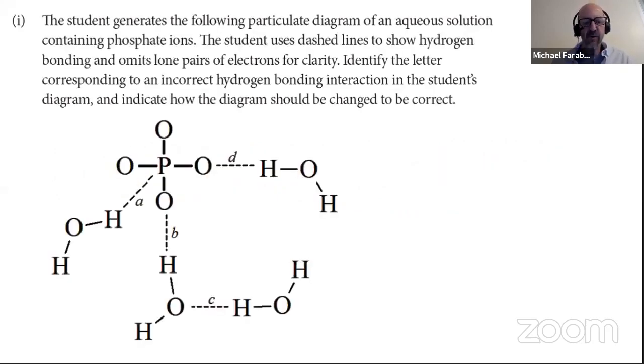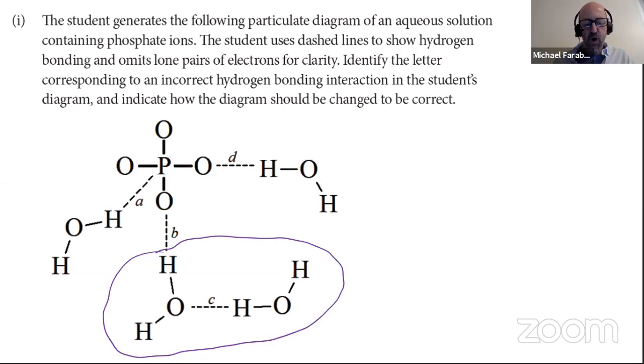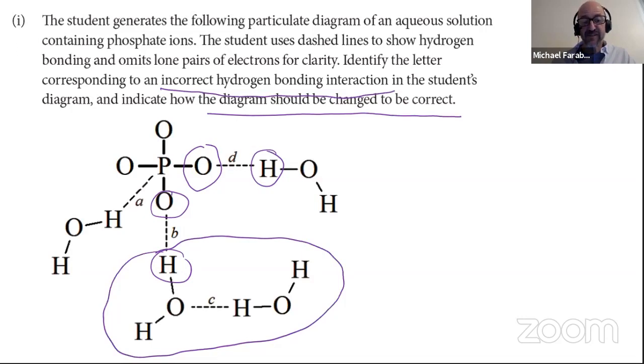All right, here we have a particle diagram, and we have hydrogen bonding. Sometimes there is hydrogen bonding occurring between two water molecules. And then sometimes we have hydrogen bonding where the oxygen of the phosphate is connected to the hydrogen of a water molecule. And so we're supposed to consider what the problem is, identify the letter corresponding to an incorrect hydrogen bonding interaction, and how the diagram should be changed. So some students talked about which was incorrect, but they never indicated how the diagram should be changed.